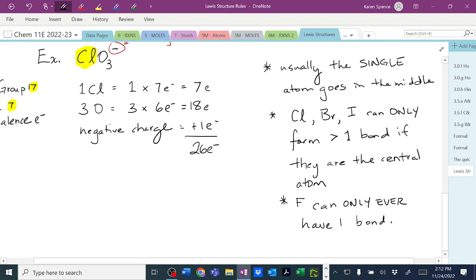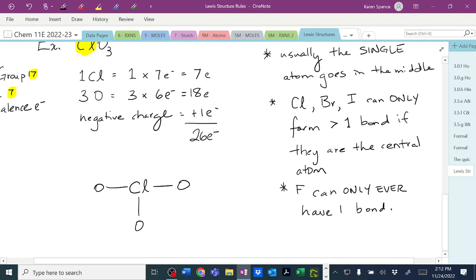So fluorine can only ever have one bond. So let's put chlorine in the middle because it is our singleton. And we will now make the most symmetrical structure that we can. Okay, and in Lewis structures, we arrange things like top, bottom, side, side. Okay, top, bottom, side, side. So there is our skeleton structure.